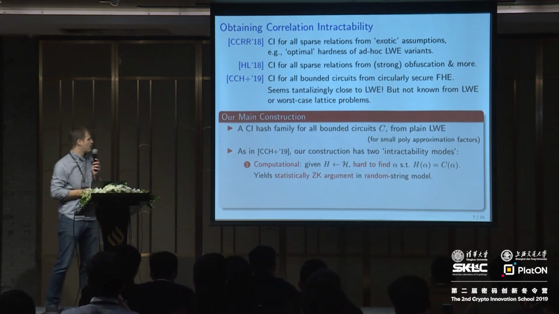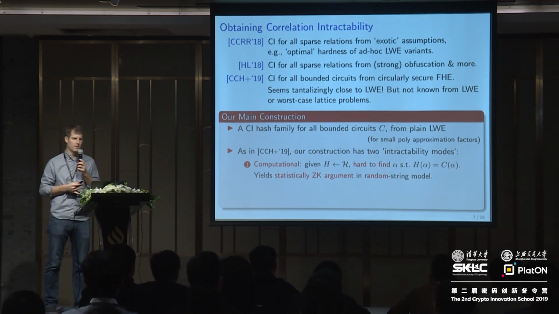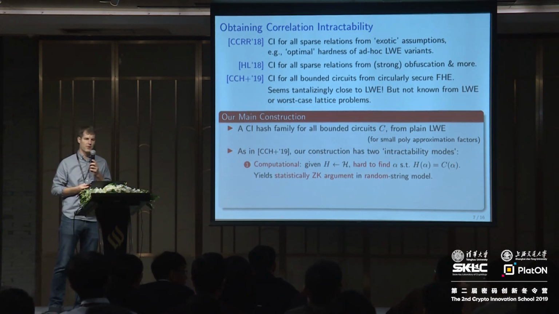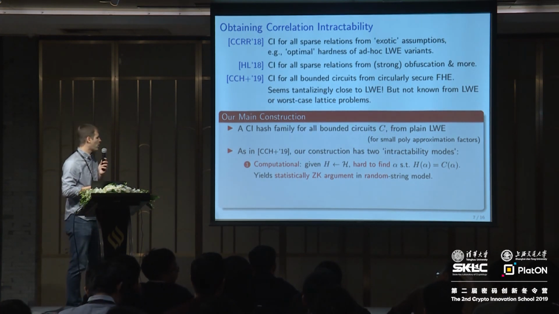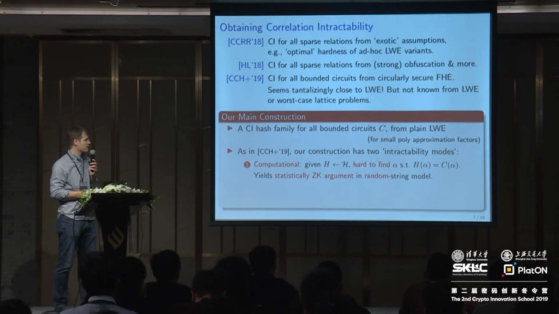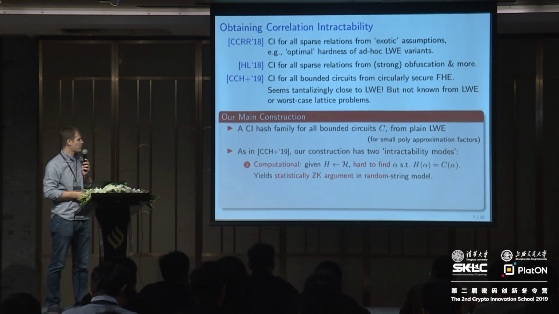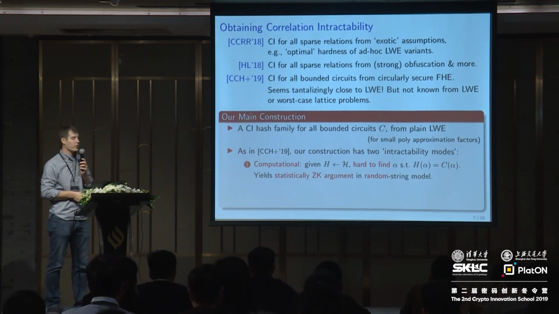It's worth remarking that, much like Canetti et al., our construction has two different modes of intractability, and these correspond to whether you end up with a proof or an argument in your NIZK protocol. One mode is the computational mode, and it says that if you're given a hash function from the family, it's intractable to find an alpha such that the hash of alpha equals C of alpha. So if you use this computational mode for your hash family, what we end up with is an argument system.